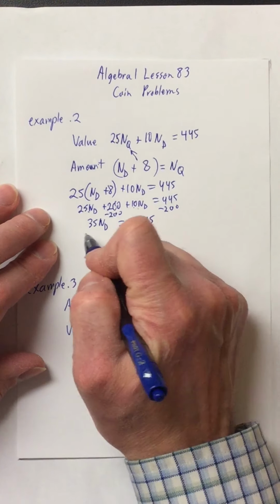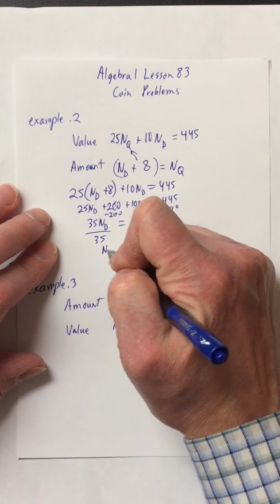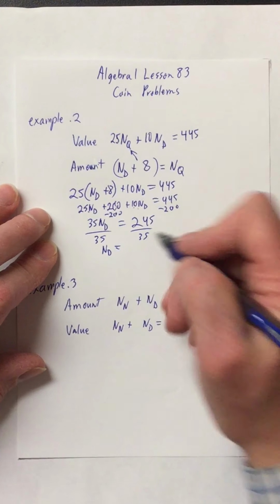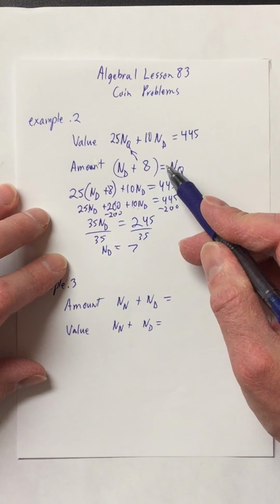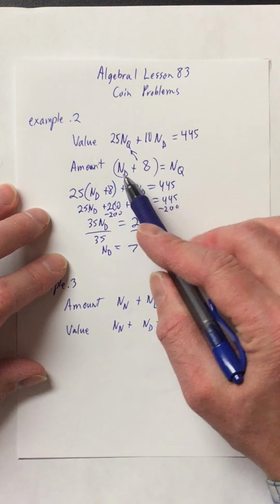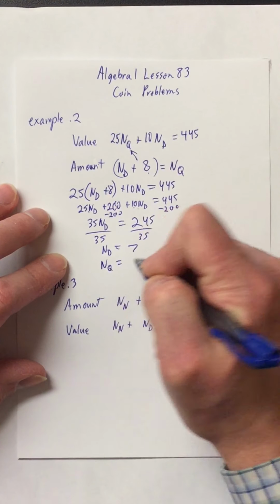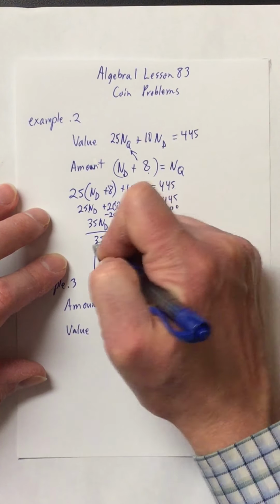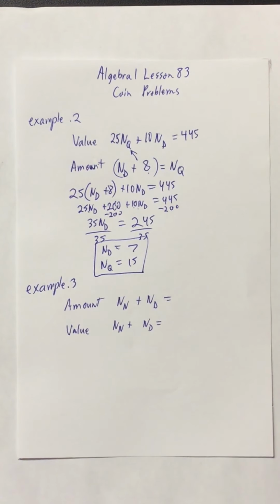And then as we divide both sides by 35 to get our variable by itself, number of dimes comes out to 7. So if there's 7 number of dimes, then obviously quarters, we substitute that in here, 7 plus 8, number of quarters is equal to 15. And so that's how we solve that using two equations, one for value, one for amount.